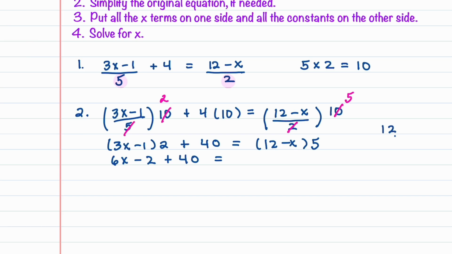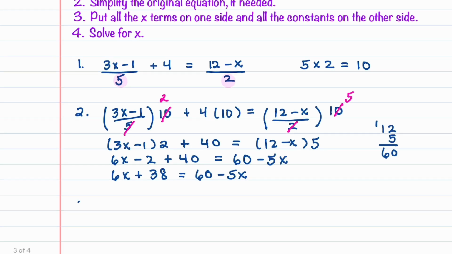So let's just do this. 12 times 5 is going to be 60. So we have 60 minus 5x. Now we can still simplify a little bit more. On the left-hand side, we have two constants that we can add together. So let's do that. So we have 6x plus 38 on the left and 60 minus 5x on the right. Now our problem is simplified because we just have constants and x's on both sides.